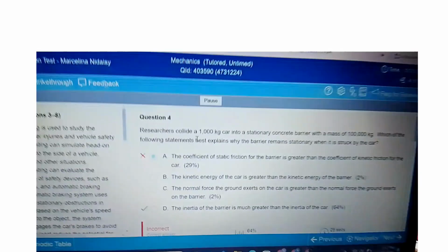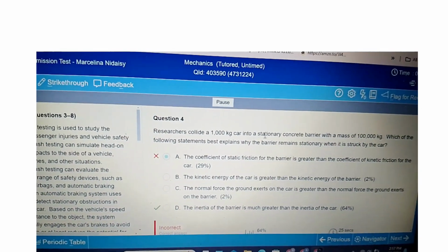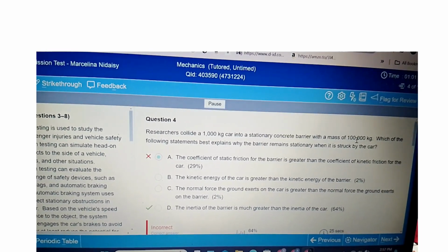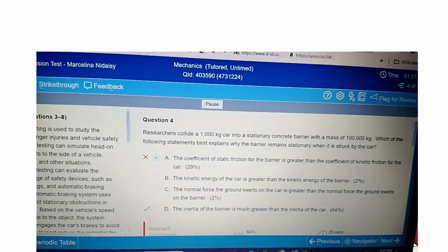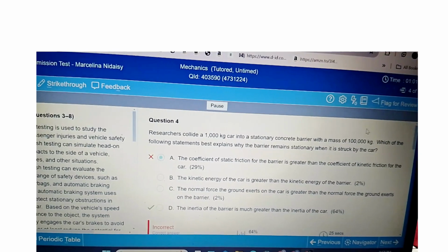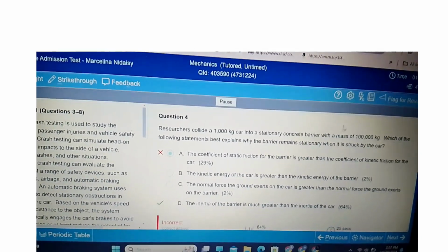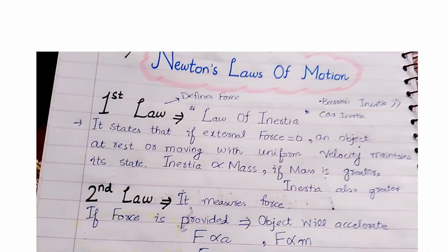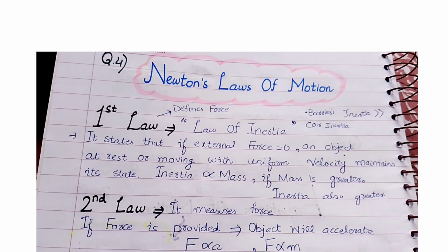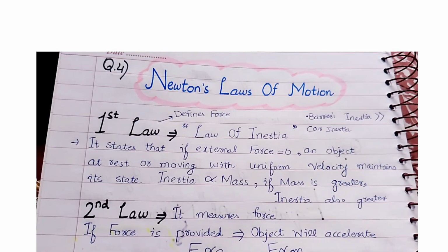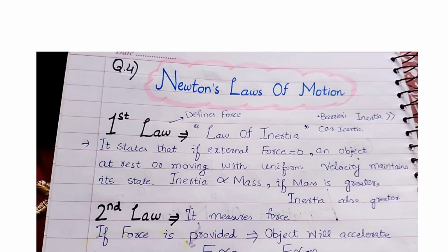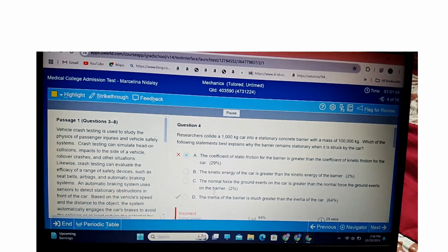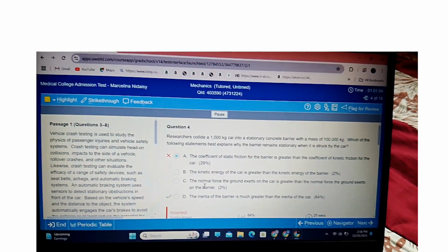In this question we are saying that there is a 1,000 kilogram car that is struck into the 100,000 kilogram barrier. Now see, the inertia of the car, or the mass of the car, is much lesser than the mass of the barrier. So the inertia of the barrier is much greater, so it will not change its state of rest, and the barrier will remain stationary. So it is actually explaining the first law of motion, that the inertia of the barrier is much greater than the inertia of the car.